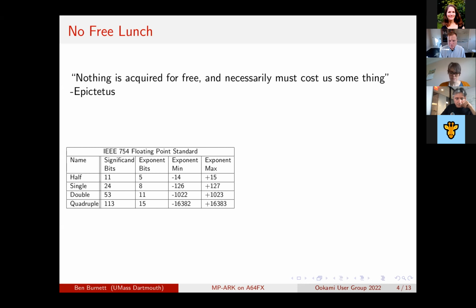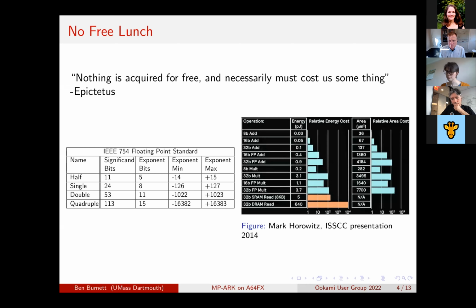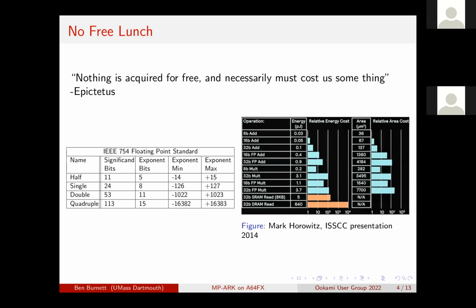With these different precisions comes different accuracies. Naturally, with the quadruple precision, we achieve the most accuracy. But with this accuracy, there comes a trade-off. This plot isn't necessarily related to the A64FX. This is mostly just a motivation for what we're trying to do. But this is from a talk given by Mark Horowitz back in 2014 about the cost of high precision computation.